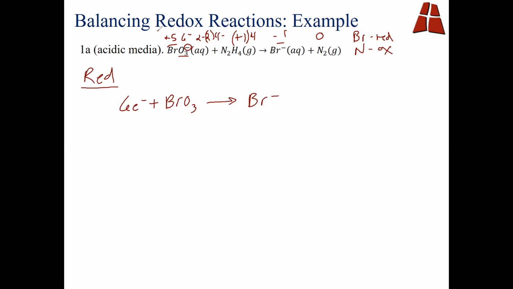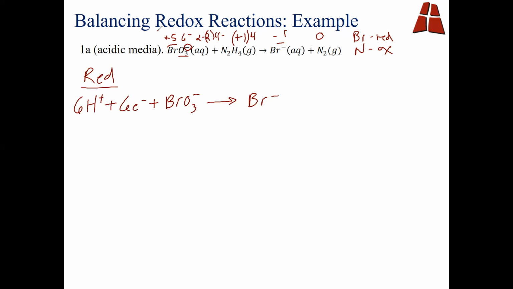We then need to balance the charge between the sides. So of course, our left side is going to be, oh, I forgot my minus charge there. It's going to be 7 minus total and 1 minus on our product side. And so we could add 6 protons, if we're balancing this in acidic media, so that we have an overall charge of -1 on both sides.